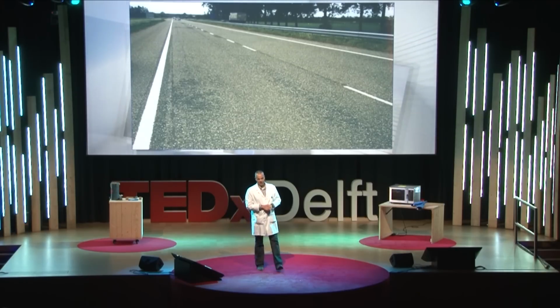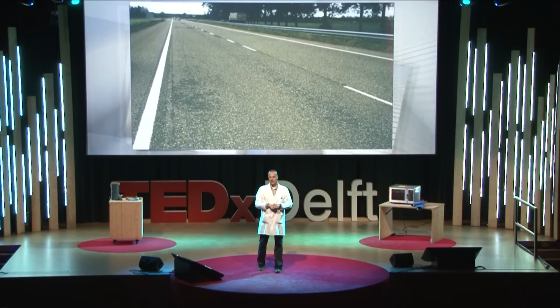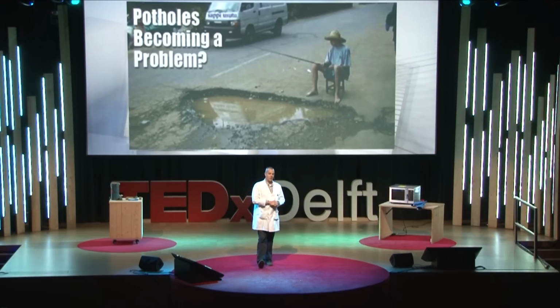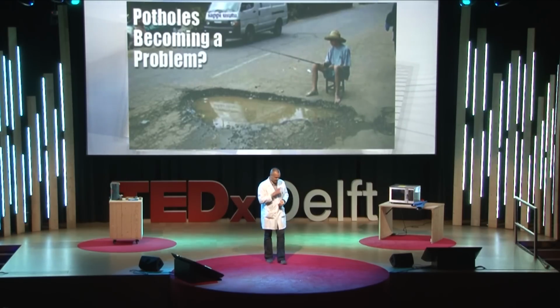And finally, this raveling can also lead to more and more damage. Like you see in the next image, sometimes you can create potholes with that. Potholes, of course, that can become a problem. But we have a solution.